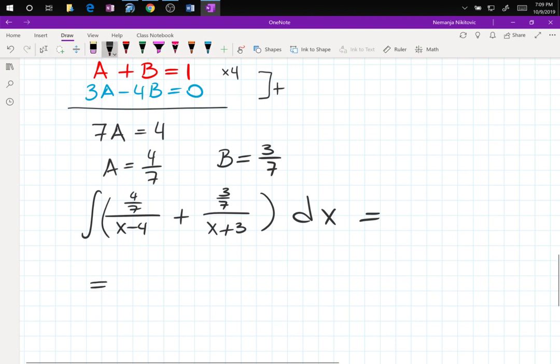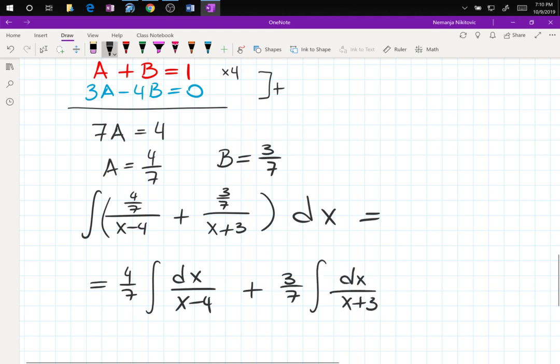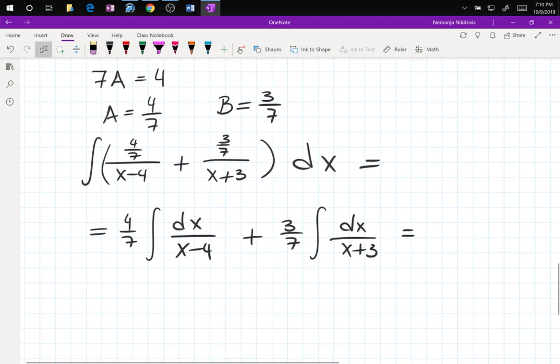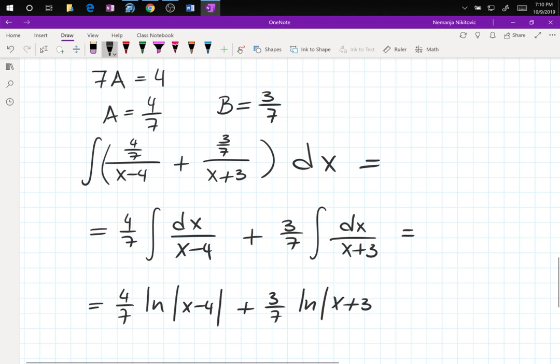You can separate this into separate integrals: 4/7 integral of dx over x minus 4, plus 3 over 7 integral of dx over x plus 3. And what do we know about these integrals? I told you you're going to be sick of them because every problem is going to have it now. Yes: 4 over 7 ln absolute x minus 4 plus 3 over 7 ln absolute x plus 3 plus C.